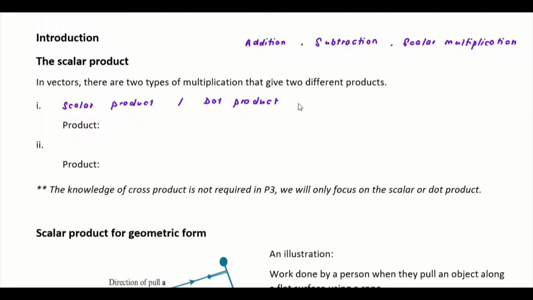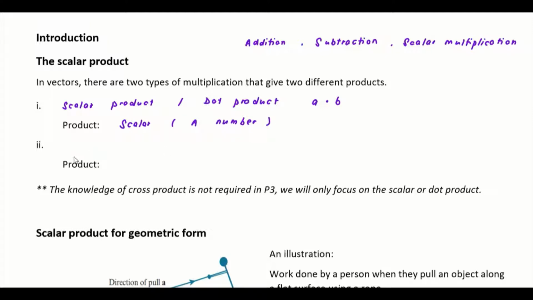When we denote it in symbol form, we write it as a dot b. The dot here actually means times. So normally when we do a scalar product, we write a dot b. For this kind of multiplication, the product, meaning the result we get from the multiplication, will be a scalar. That means it is going to be an ordinary number, a normal number.